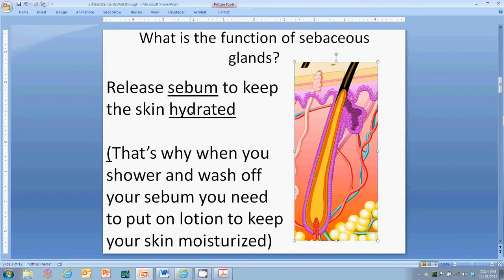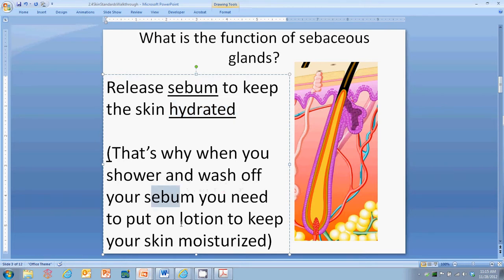They're going to release sebum. Sebum is a liquid and oily substance that's going to get released from the glands into the hair and sent out onto the surface of your skin. And that oil is going to keep you hydrated. That's why when you shower and wash off your sebum, you need to put on lotion to keep your skin moisturized. Because without sebum, your skin won't be hydrated, so you need to put something else on there.